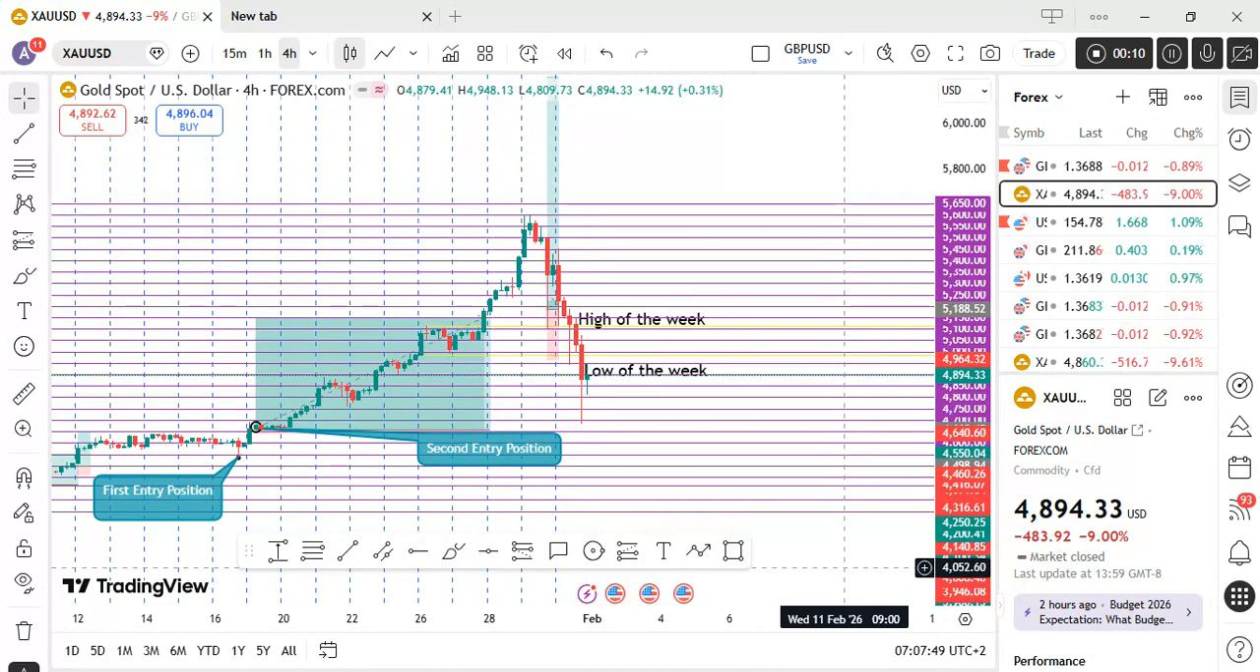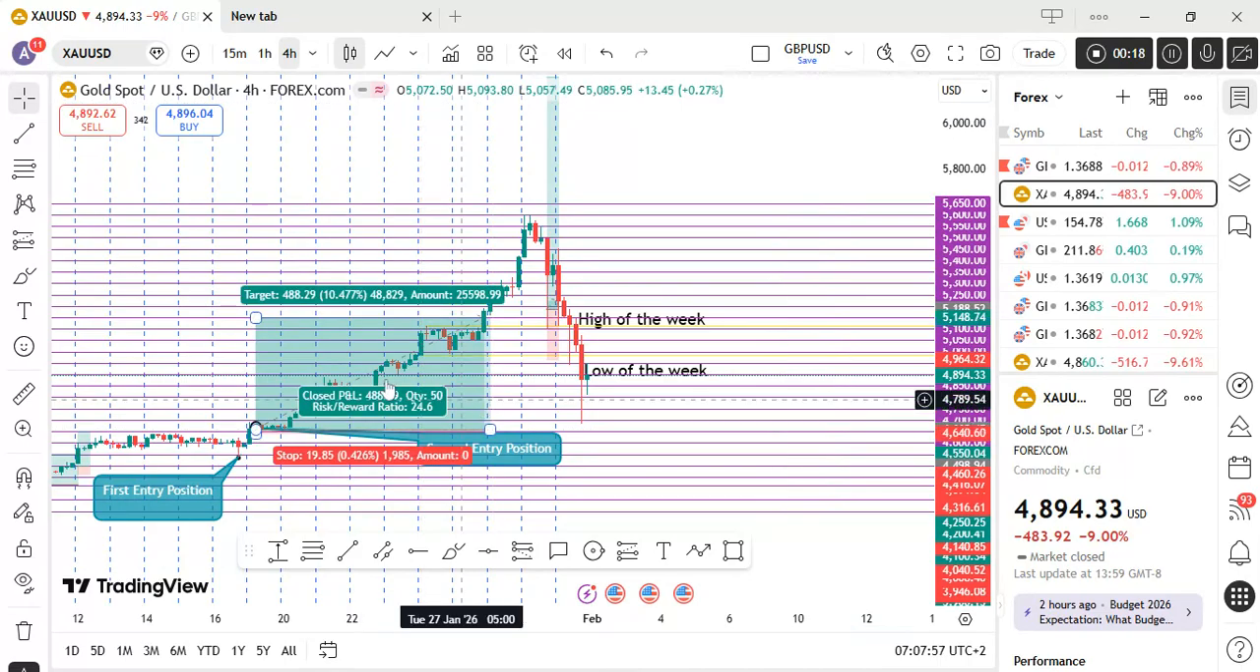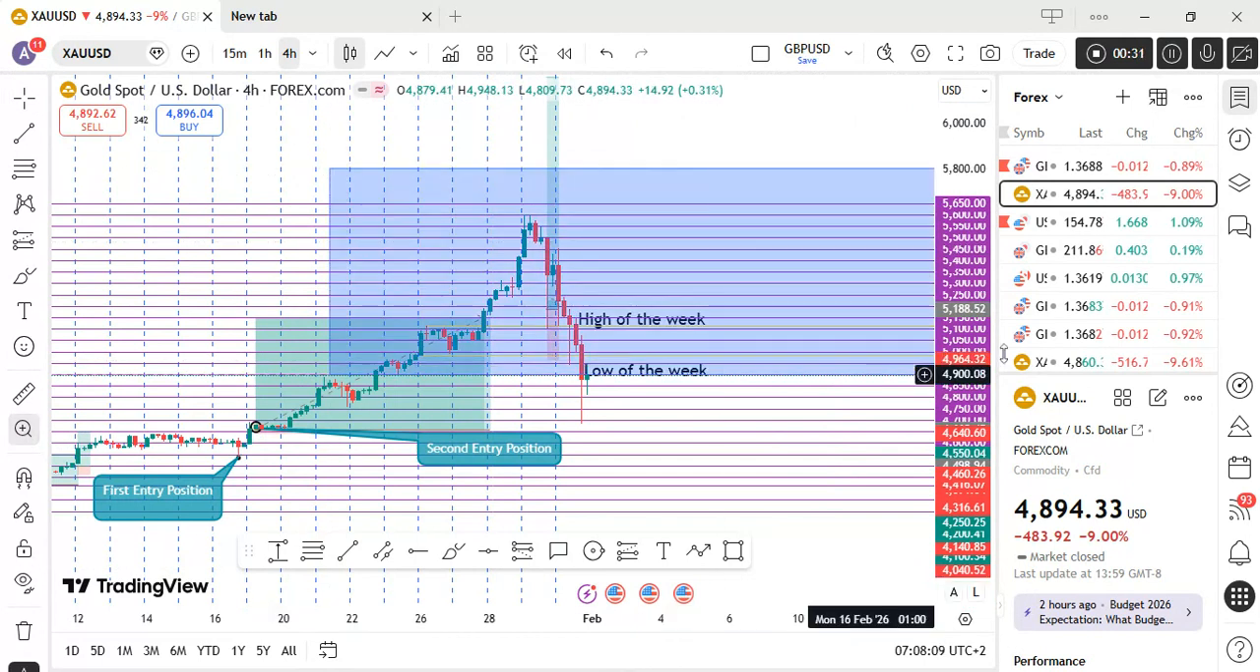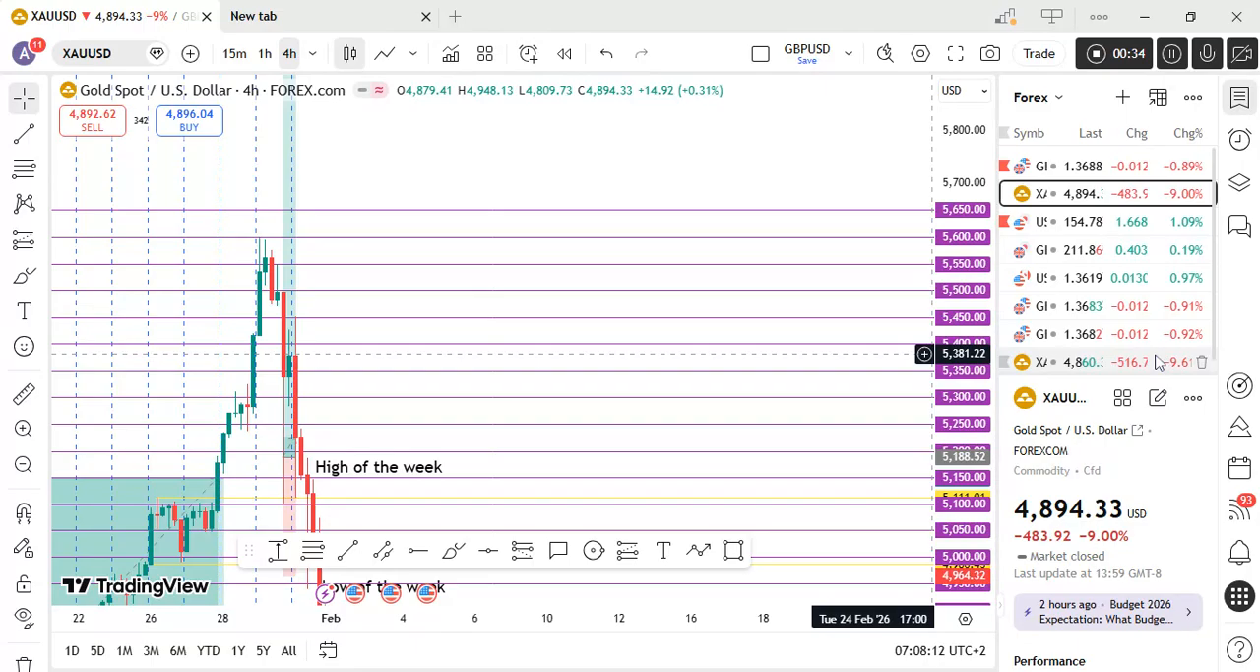Here is my XAUUSD chart, my 4-hour chart, which is the gold chart. So what happened on this day? If you remember very well, I showed you guys this update on this gold trade that hit take profit. So what happened after marking the high of the week? For the week on Monday when it opened, I want to zoom in so you can clearly see. So, what did I see?